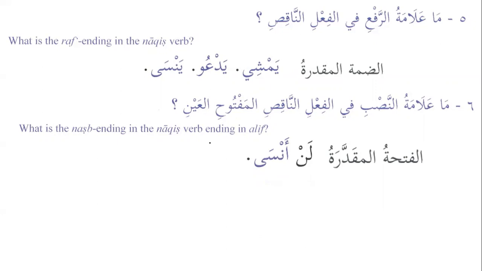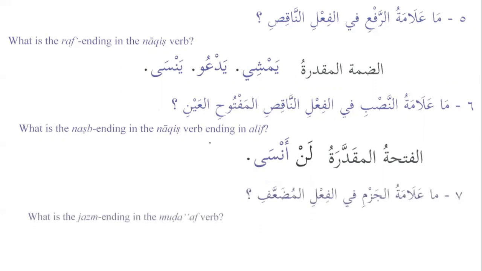Perfect. And then I think the last one is ما علامة الجزم في الفعل المضاعف؟ What is the jazm ending in the mudaf verb? Sakin. السكون المقدر. لم أحج. That is the example over here.